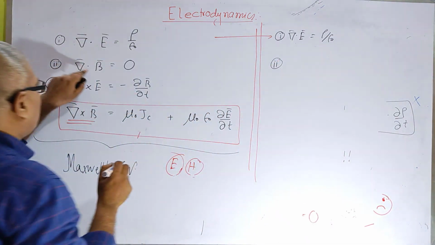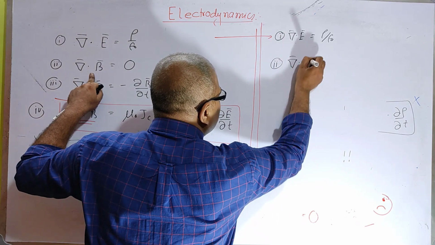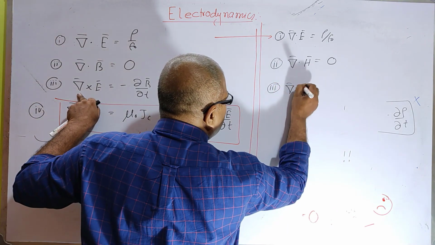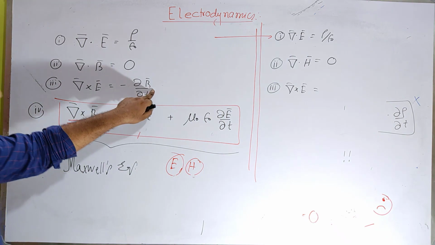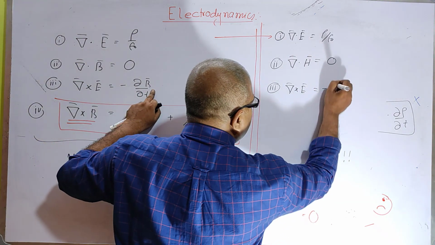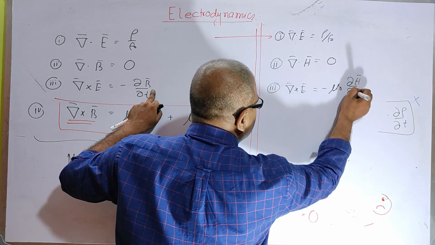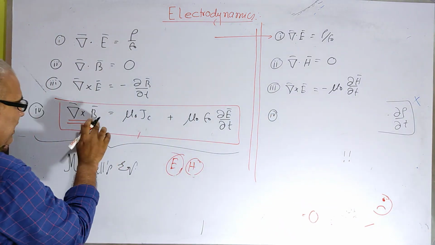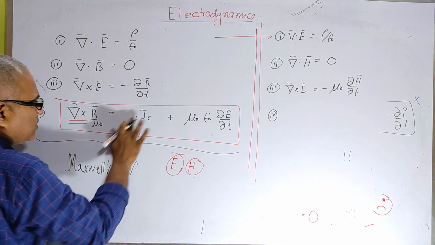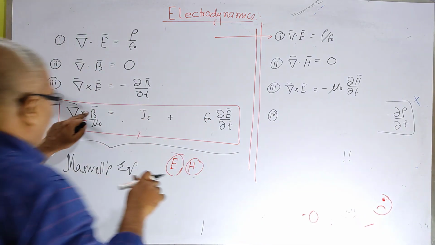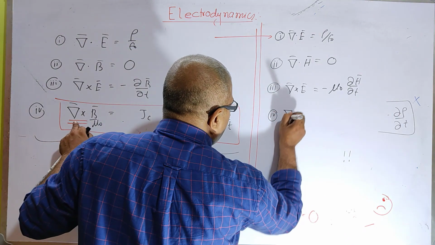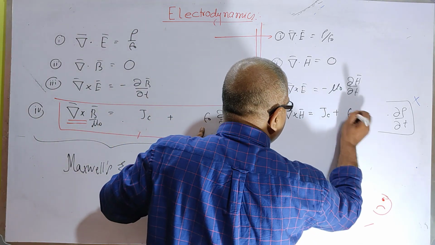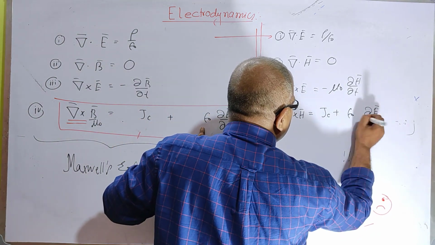Okay. If you multiply this equation by mu naught, definitely this will be 0. Number 3, curl of E. Now B equals mu naught H. So minus mu naught del H del T. And number 4, if you divide this B by mu, remove this mu from the right hand side, and B by mu will be again H. So curl of H equals conduction current plus epsilon naught del E del T.